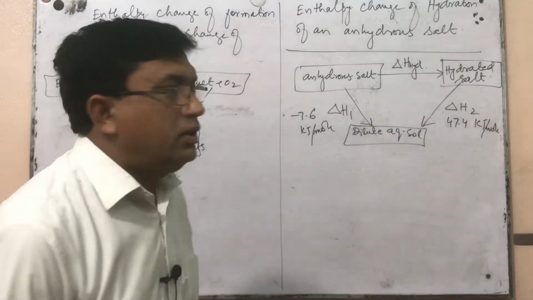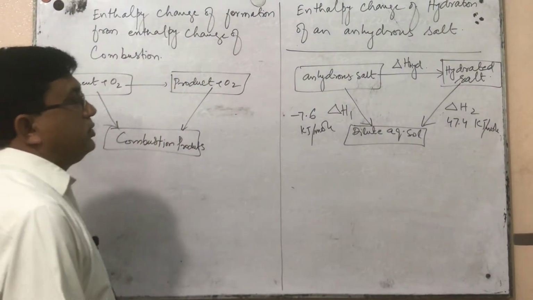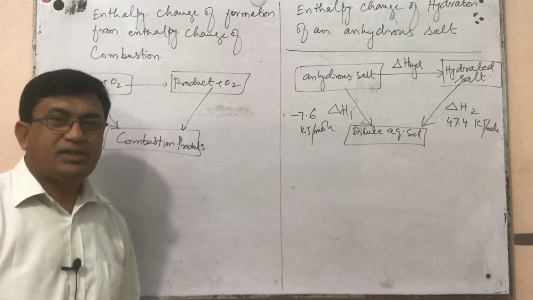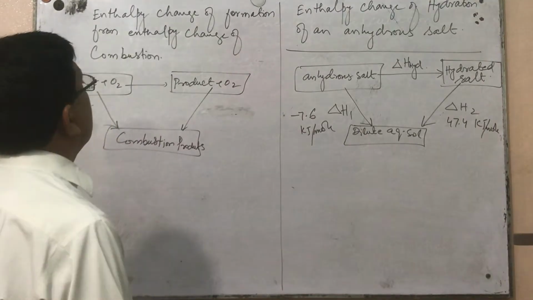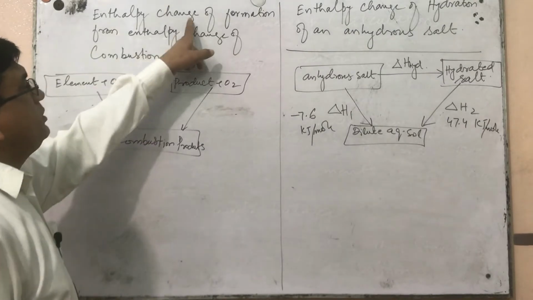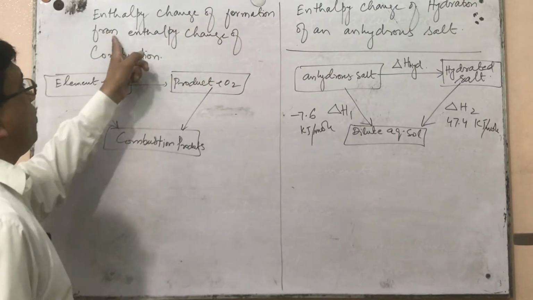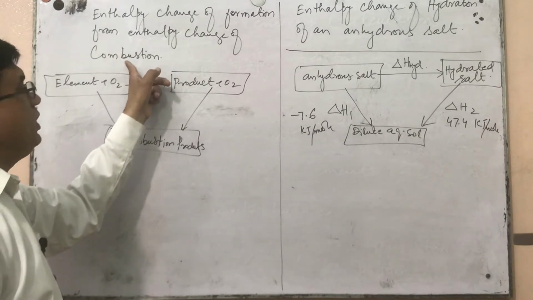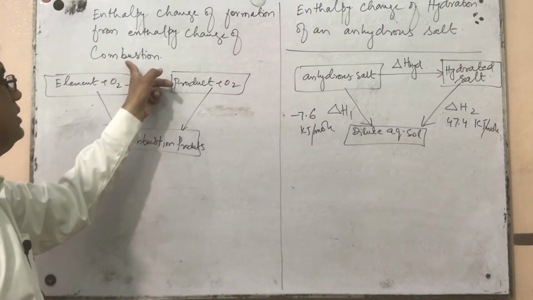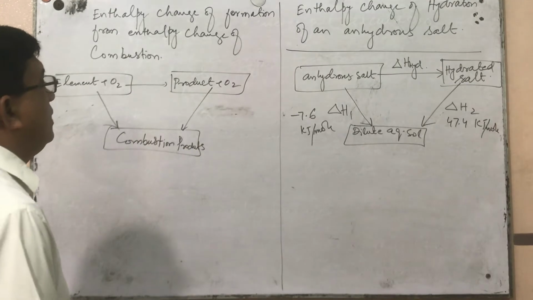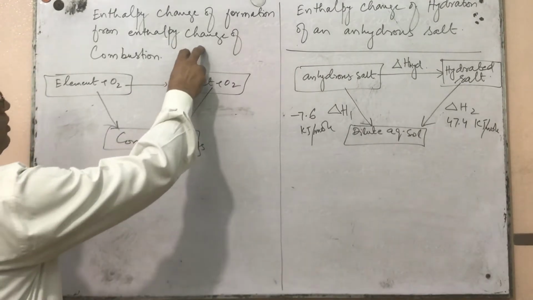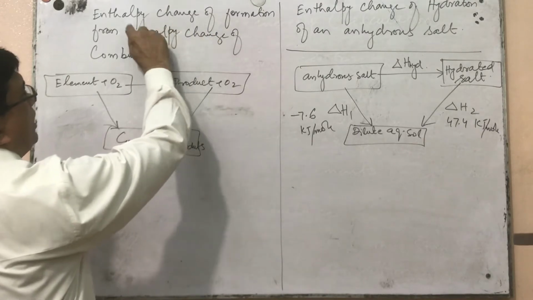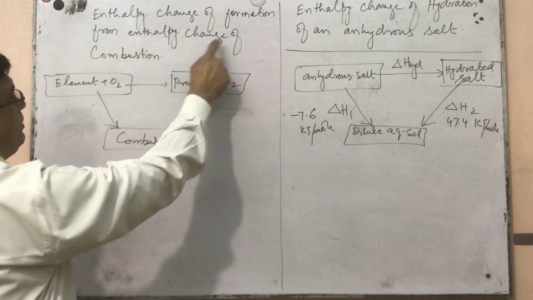Hello everyone. Our today's topic for the chemistry 9701 AS level is the enthalpy change of formation from enthalpy change of combustion. We have to develop first the enthalpy cycle, for such type of conversion, calculation of the enthalpy change of formation from enthalpy change of combustion.